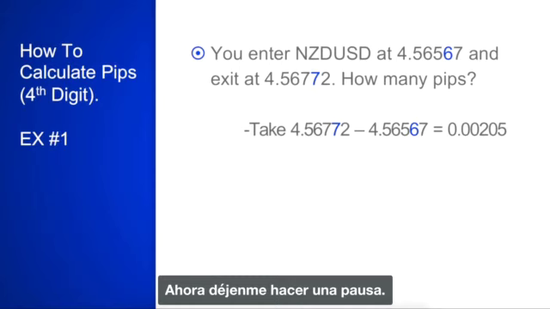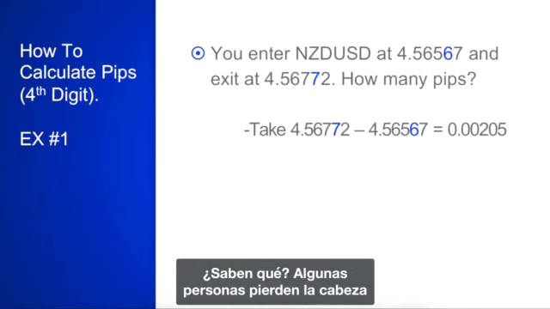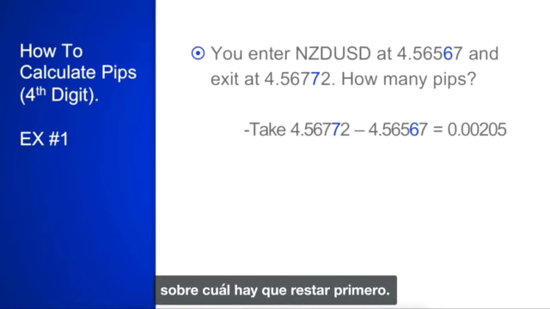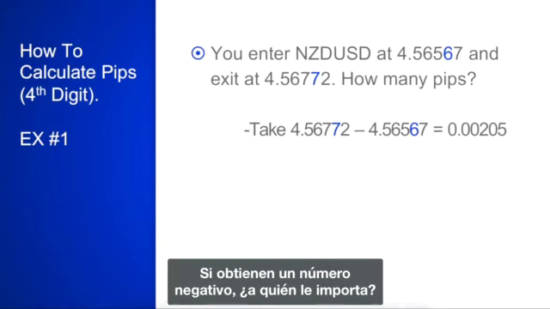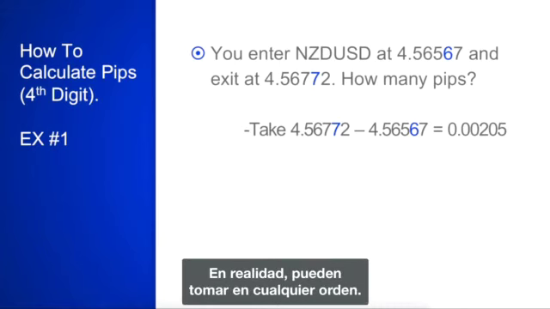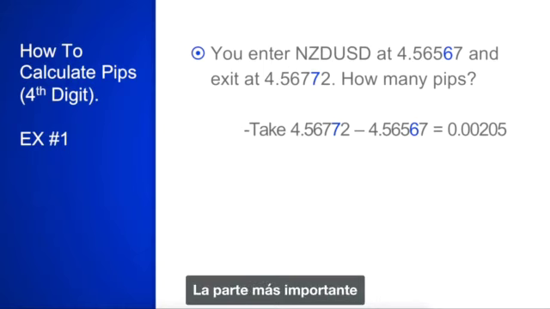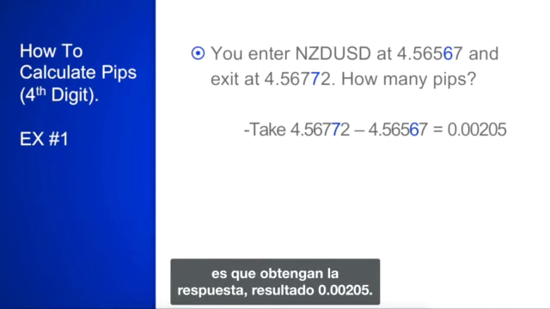Now let me just stop and pause you. Some people can get all up in a frenzy about which one do you take first to subtract. If you want, go with the bigger number. If you end up with a negative number, who cares? Ignore the negative. So really, you could just punch these in any direction. The most important part is that you get that answer equals 0.00205.